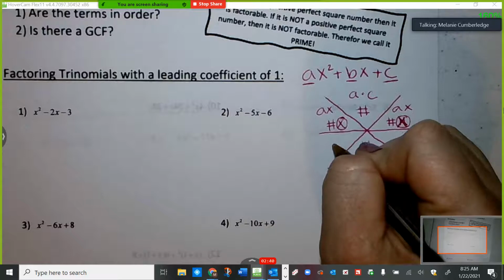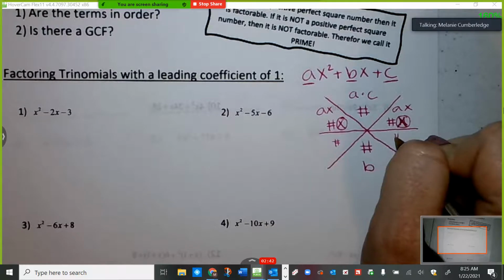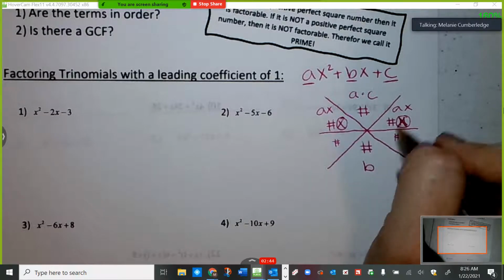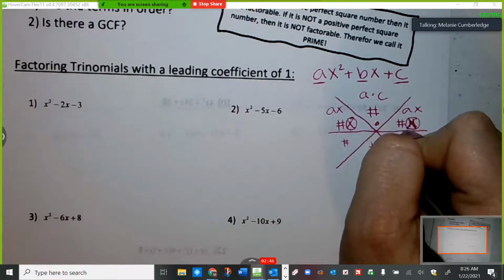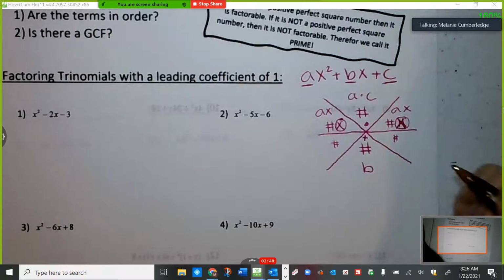These other two spots are also going to be numbers, but you have to find those. They're not given to you. You have to figure out what multiplies to give you this and adds to give you this. Does anybody remember this? Does it look familiar at least a little bit? You've been doing this in some way, shape, or form since your freshman year.